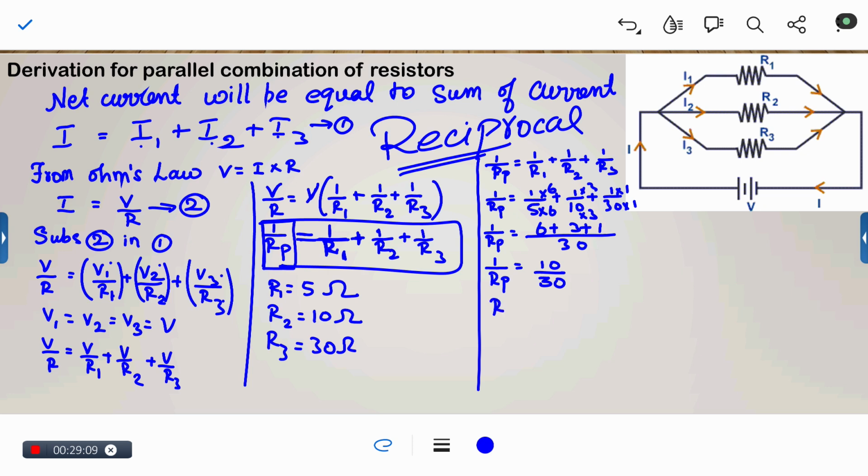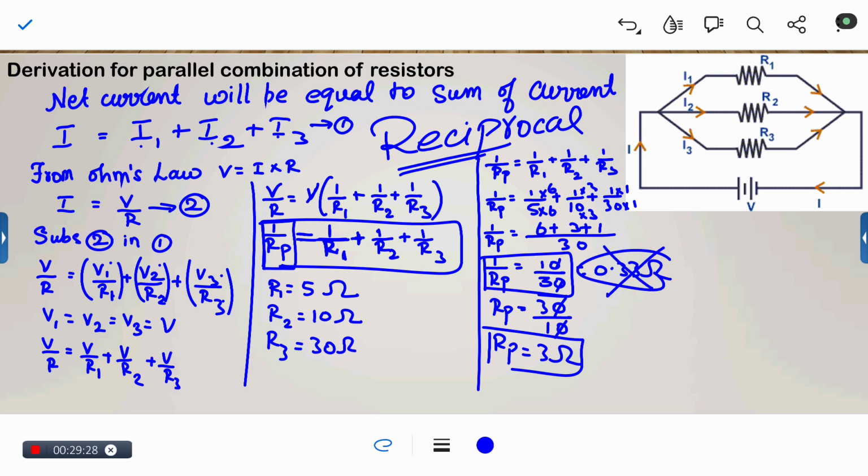Take the reciprocal. Rp is equal to 30 by 10. Zero, zero cancel. What remains? Rp is equal to 3 ohm. Most of the students will simplify 1 by Rp itself and then divide and give the answer as 0.33 ohm. Is it right or wrong? Wrong. We need to take the reciprocal and then simplify, because we need Rp, we don't want 1 by Rp.